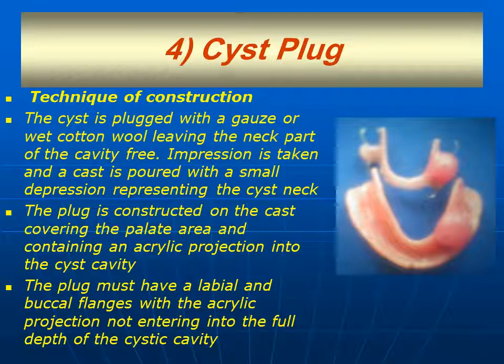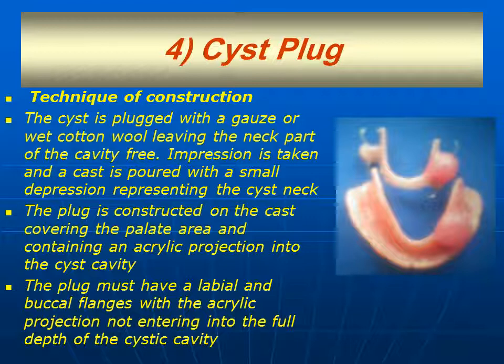How to construct? The cyst cavity is plugged with a gauze or a wet cotton wool, leaving the neck part of the cavity free. Impression is then taken and a cast is poured with a small depression representing the cyst neck. That's to say, the impression material will go slightly into the cyst cavity. Then the plug is constructed on the cast, covering the palate area and containing an acrylic projection into the cyst cavity.